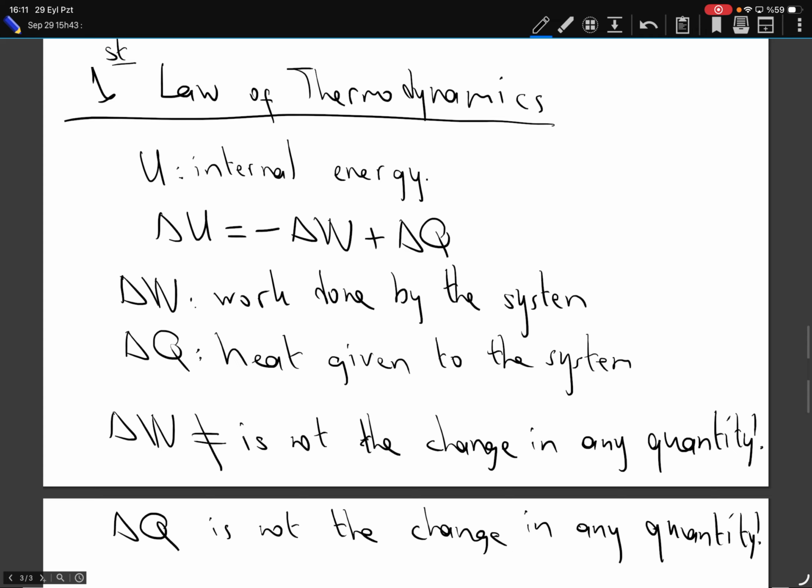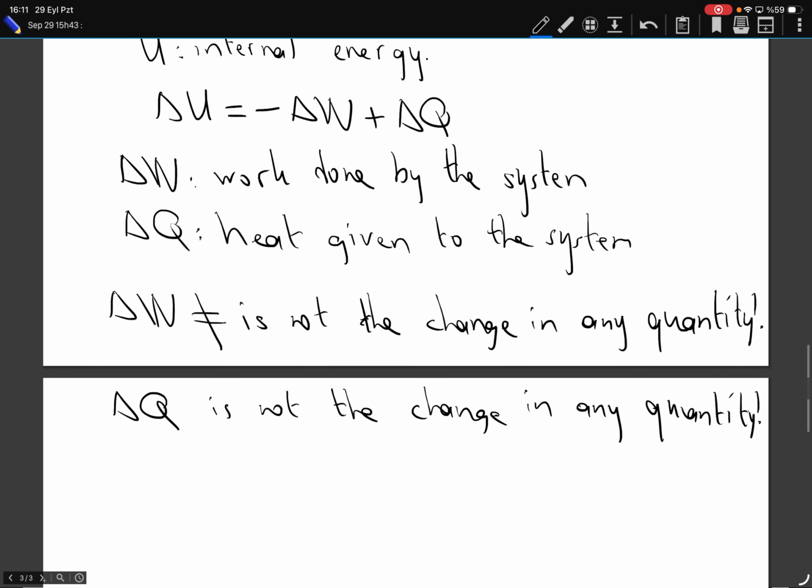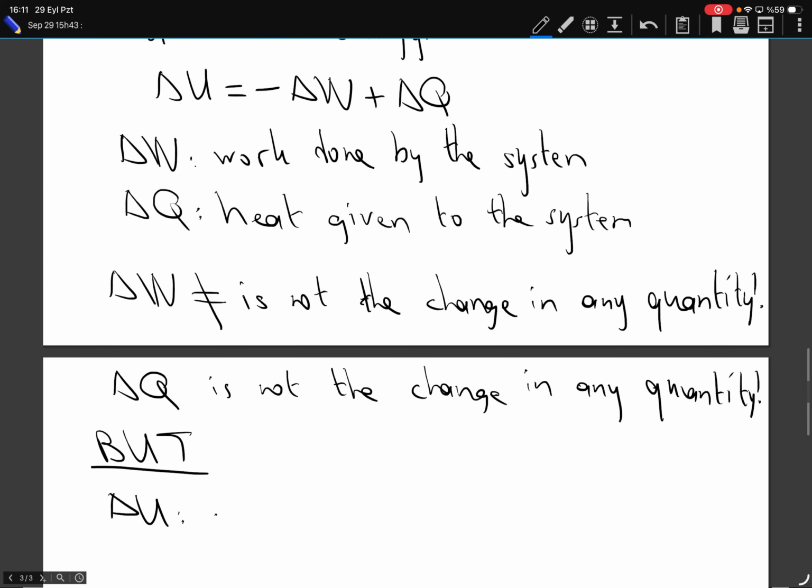In fact, if you have a given system, you can change the state of your system from an initial state to a final state in different ways. And in each one of these ways, delta Q and delta W might be different. There's a huge but over here. Delta U, this is the change in the internal energy U.